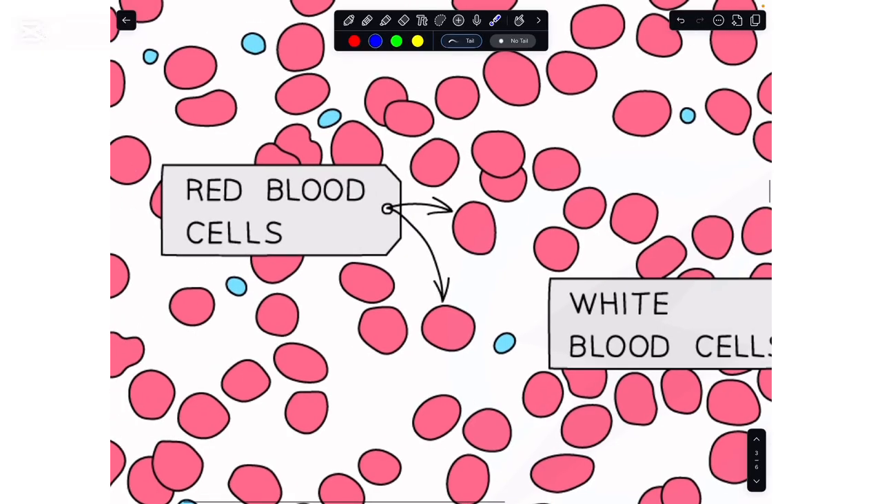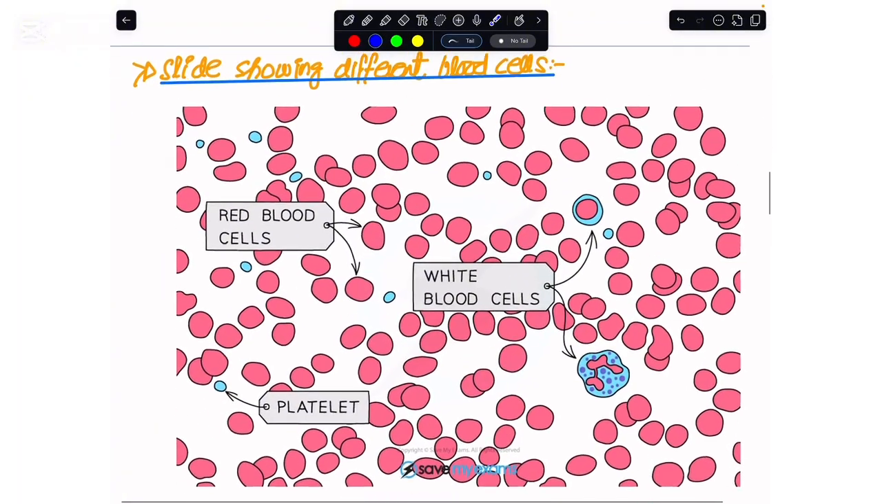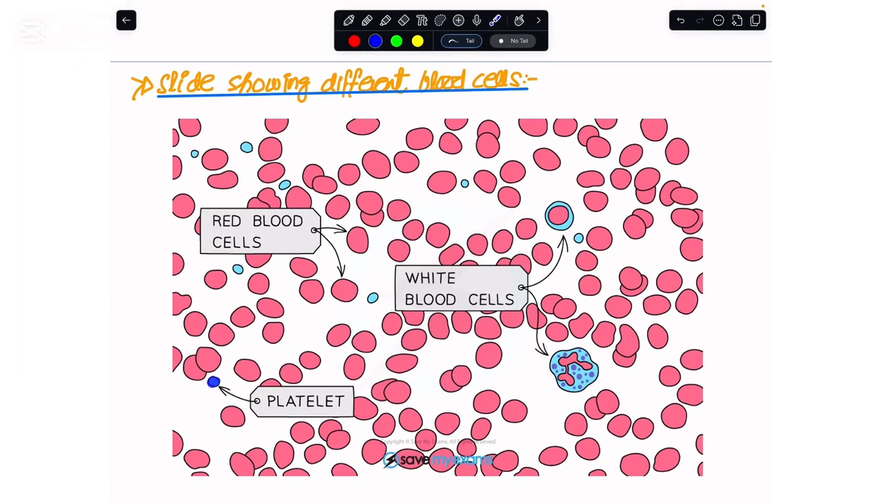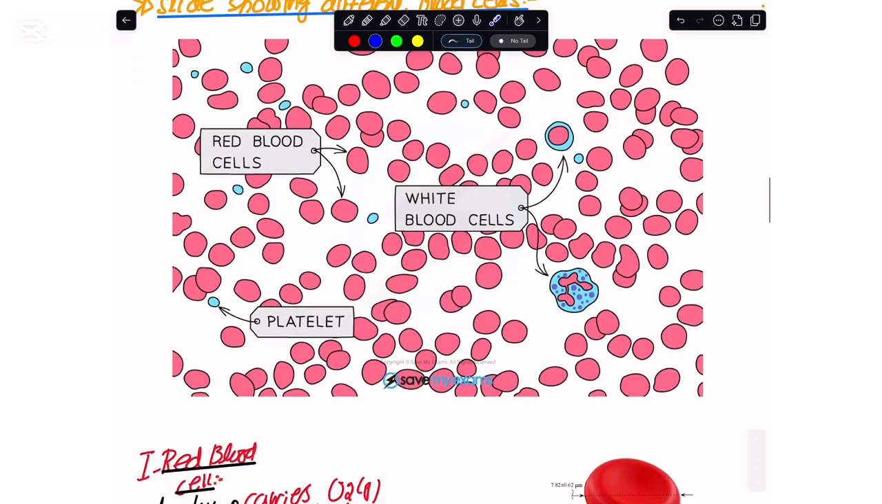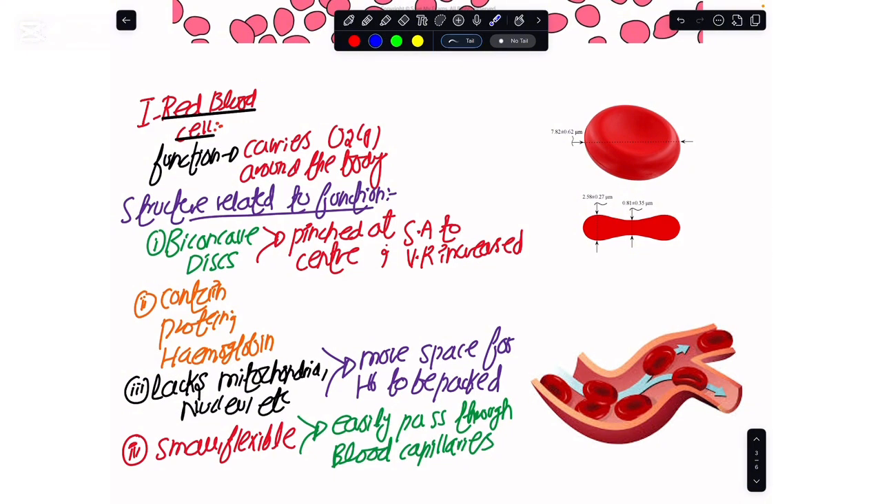Like if you were to see here, they don't have any nucleus. So this is a red blood cell. And in the same slide, the small fragments that we have got are not actual cells, but fragments, and they are referred to as platelets.